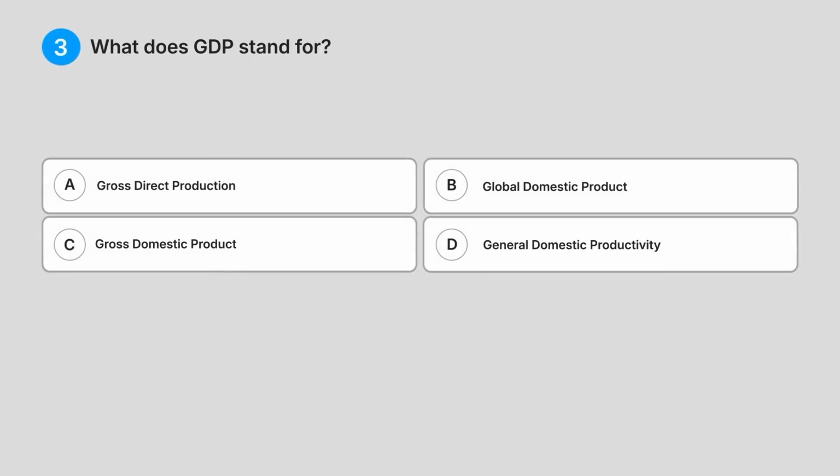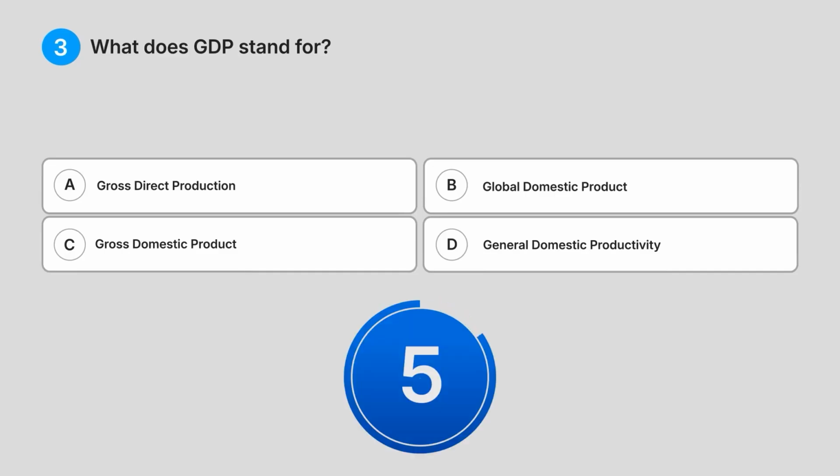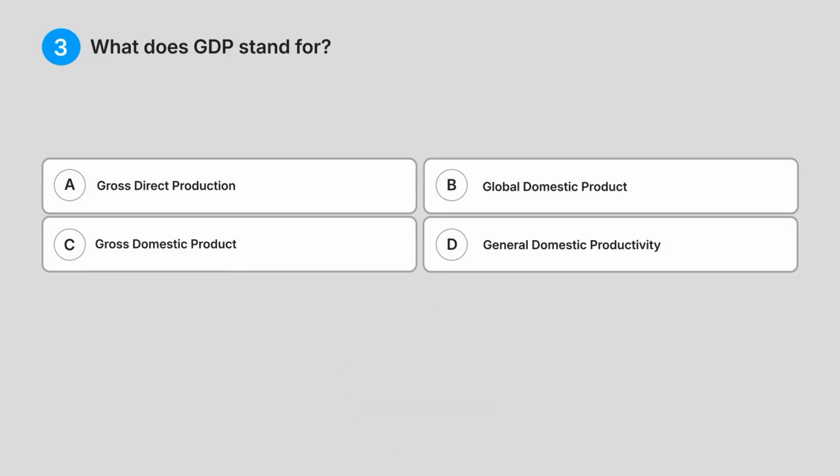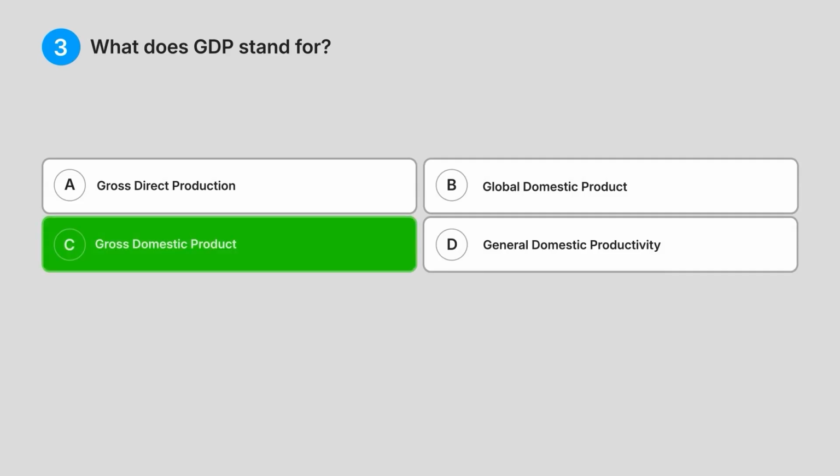3. What does GDP stand for? A. Gross direct production. B. Global domestic product. C. Gross domestic product. D. General domestic productivity. What do you think is the answer? Correct answer, C. Gross domestic product.